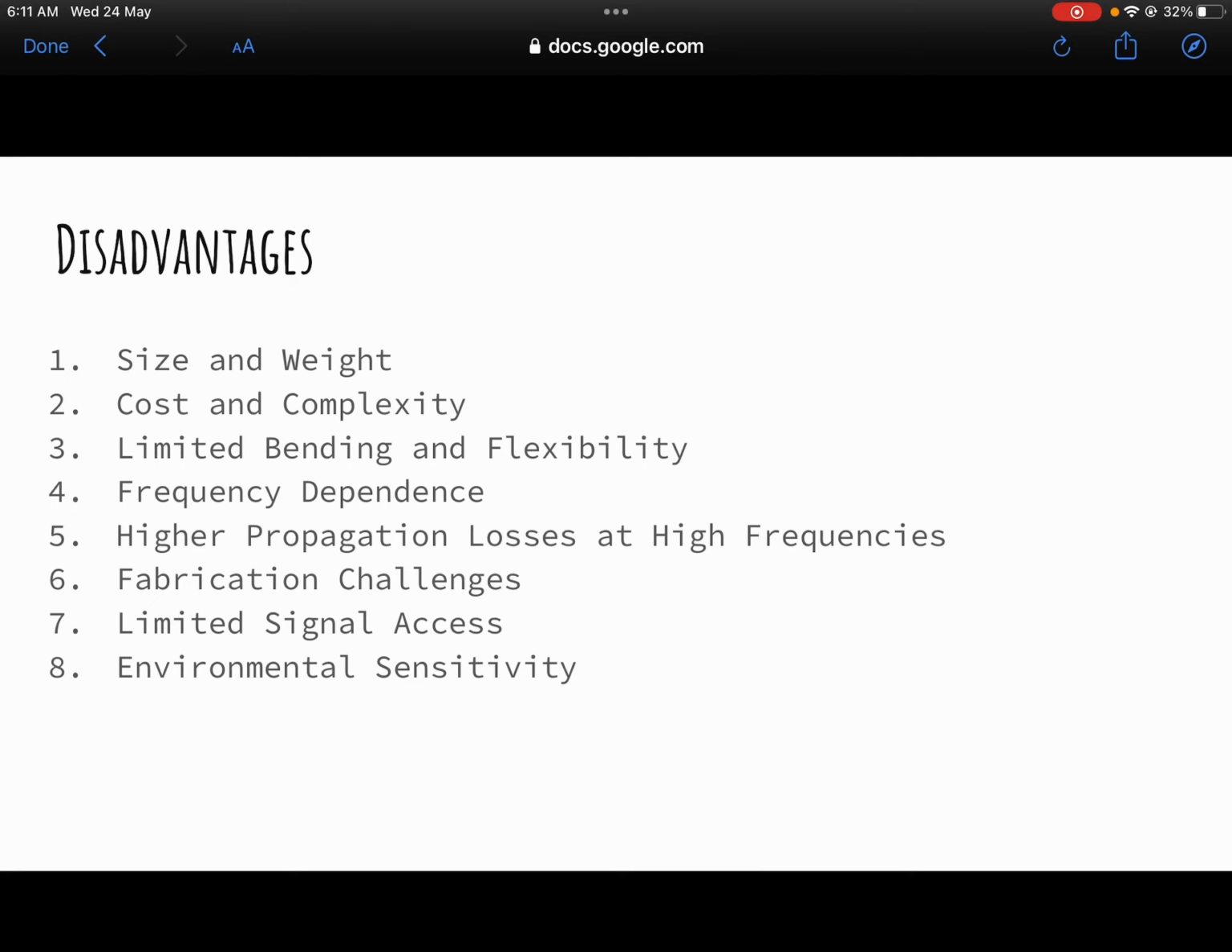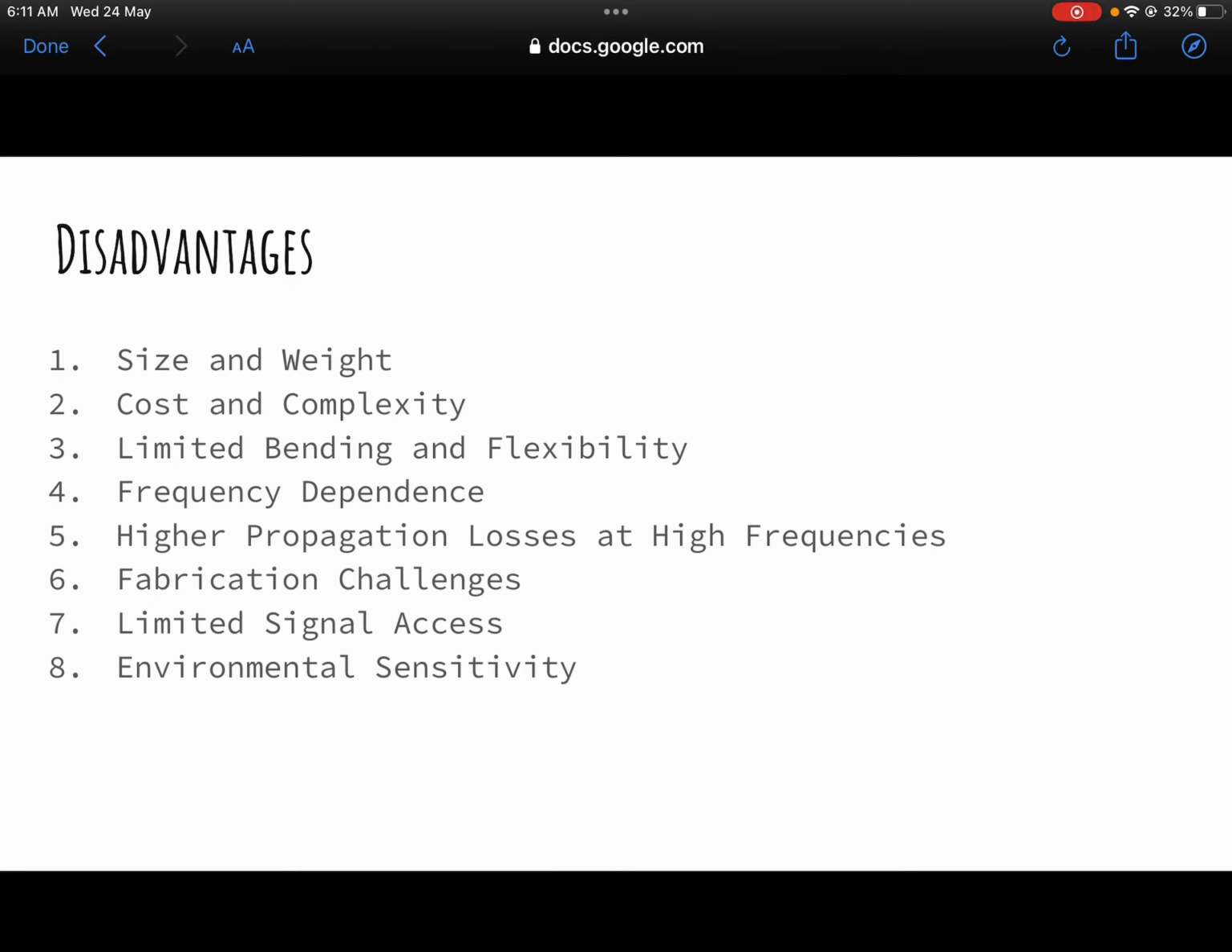Limited bending and flexibility. Waveguides have limited flexibility and bending capability compared to other transmission media like cables. These are generally rigid structures and may require careful routing and insulation to avoid excessive bending or sharp turns, which may affect their performance.